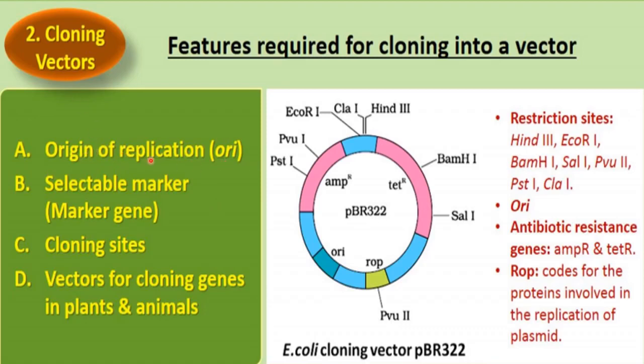This origin of replication is also called ORI. Second is the presence of a selectable marker. Third is cloning sites, and fourth is vectors for cloning genes in plants and animals.